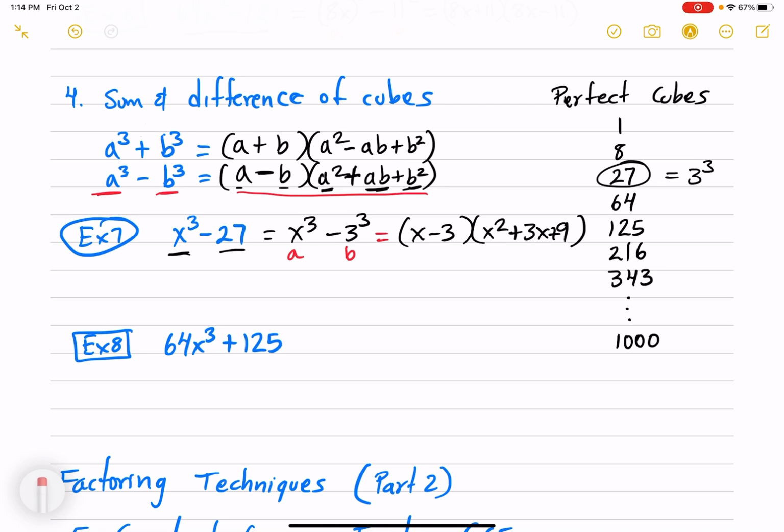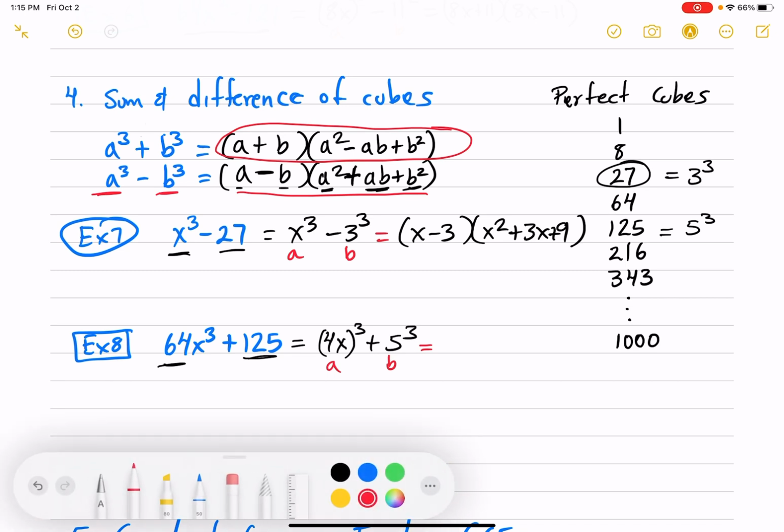The next one is also a sum of cubes, because 64 is a perfect cube, and so is 125. So I'm going to recognize that this is equal to (4x) cubed plus 5 cubed. 5 times 5 times 5 is 5 cubed. So here's my a, and here's my b. Wherever I see an a and a b in this formula, I'm going to substitute 4x and 5 for each of them accordingly.